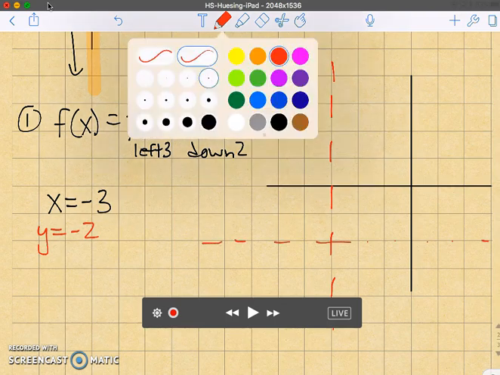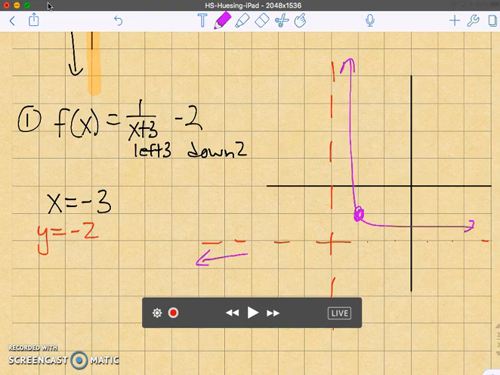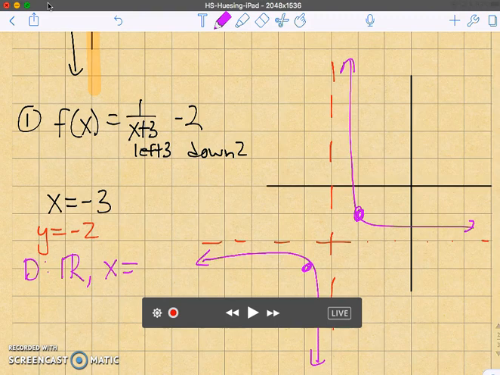And then it's like we have just 4 new quadrants. So it would go right here, kind of like 1, 1, but it's moved to the left 3 and down 2. And it would go through right there. So we moved everything to the left 3 and down 2. Our domain would be all reals, except x doesn't equal -3. Our range would be all reals, except y doesn't equal -2.